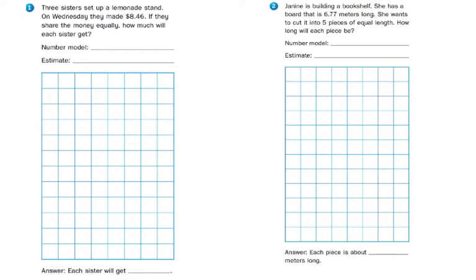3 sisters set up a lemonade stand, and Wednesday they made $8.46. If they share the money equally, how much will each sister get? Let's take $8.46 divided by 3 sisters to get L for lemonade. So if I estimate, $8.46 is close to 8, 3 is closest to 4, and 8 divided by 4 is 2. They each should get about $2. So let's go ahead and divide.